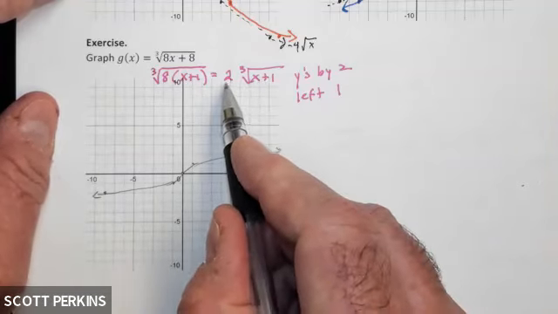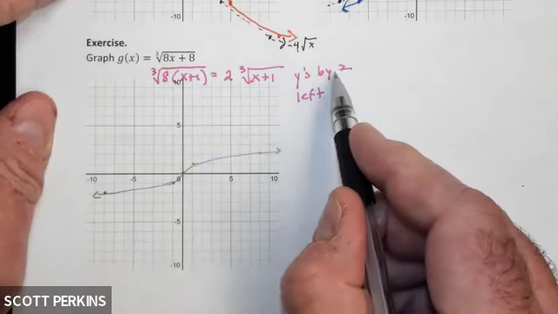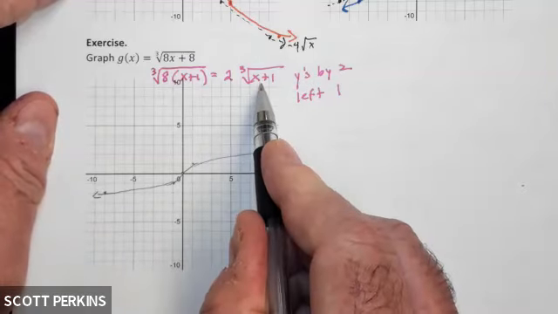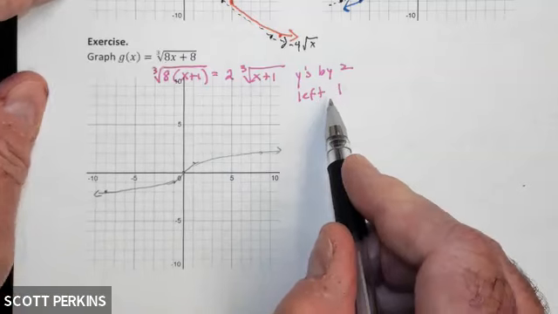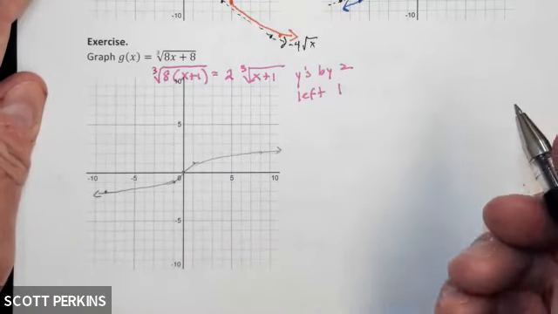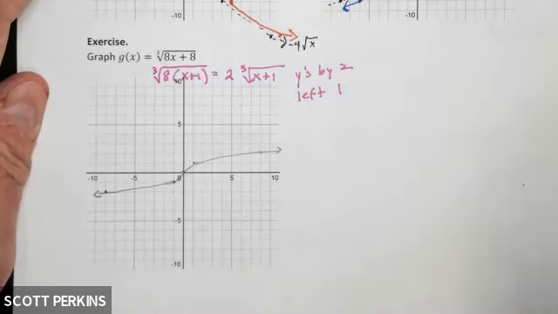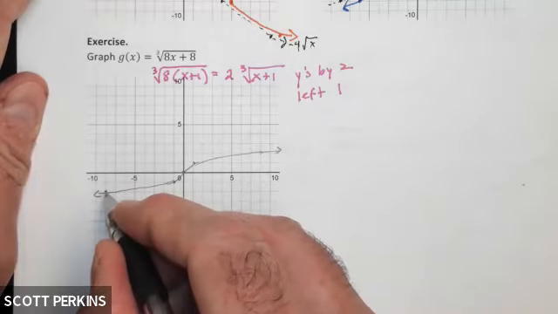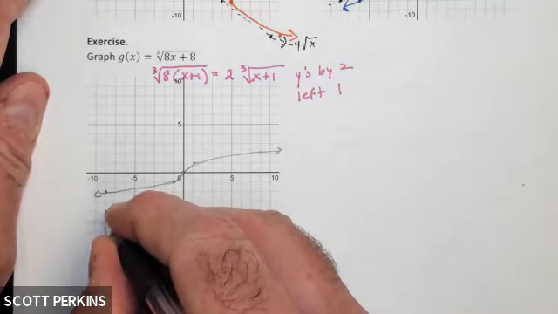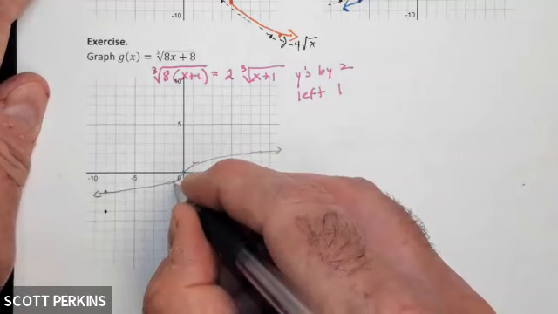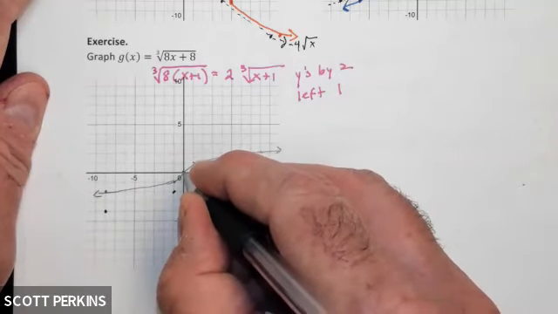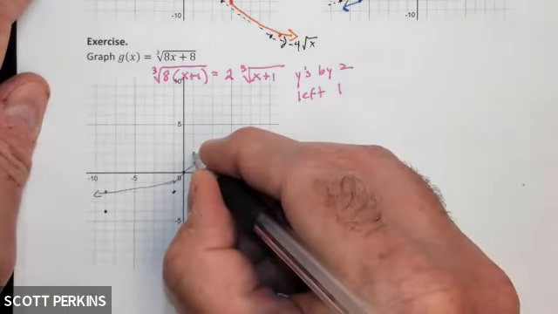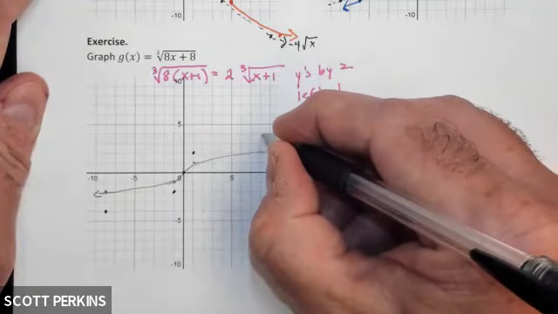And so we can see, since that 2 is out in front, I'm multiplying the y's by 2. And since I have the plus 1 with the x, I'm moving the whole thing left 1 unit. And while I'm doing this, if you have any questions, bring them up. This is negative 2 times 2 is negative 4. This is negative 1 times 2 is negative 2. 0 stays 0. 1 times 2 is 2. And then 2 times 2 is 4.